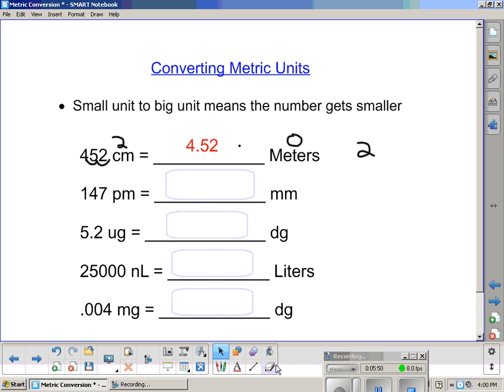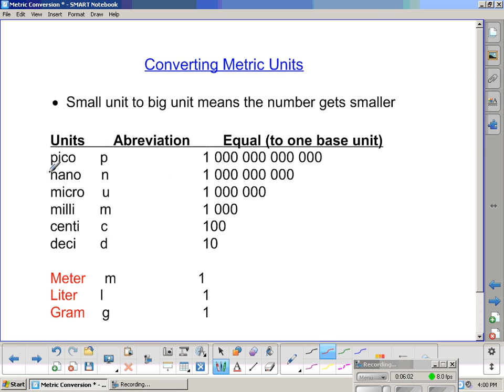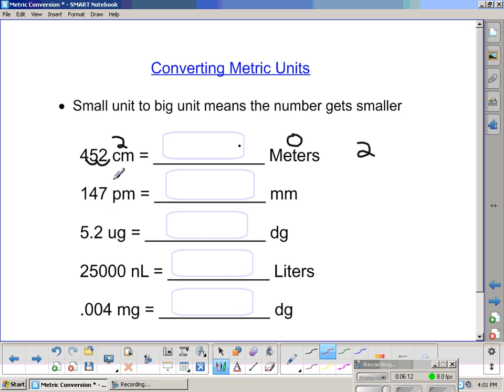Okay, so let's try that with another one. Let's go with a different color here. Okay, so we have picometers, and if we look back at our chart here, pico is associated with 12 decimal places, 3, 6, 9, 12. Okay, so we have 12 decimal places. So I'm going to put a 12 above the pico.